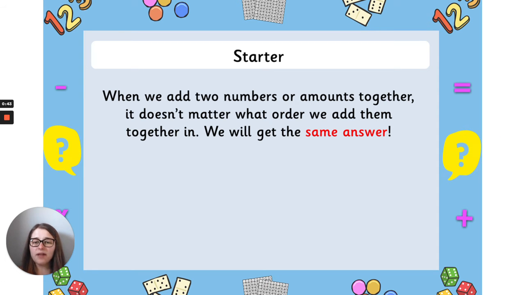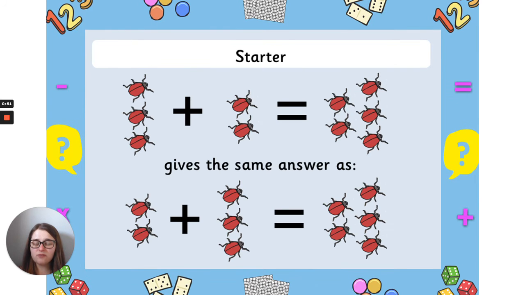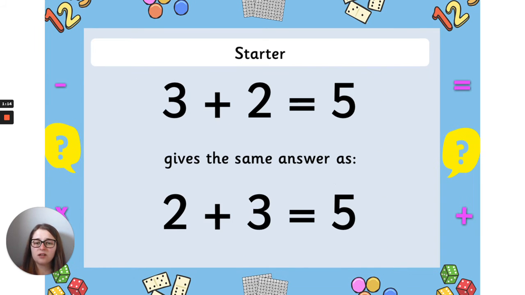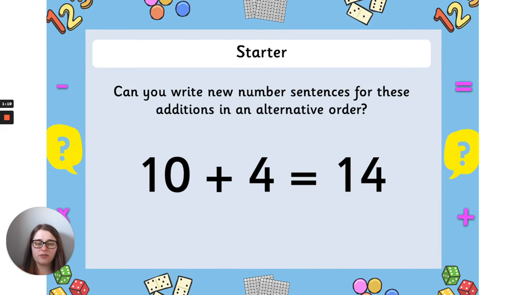Okay, when we add two numbers or amounts together, it doesn't matter what order we add them in, we will get the same answer. So for example, you can see that there are 1, 2, 3 bugs, add 1, 2 bugs. So 3 add 2 equals 1, 2, 3, 4, 5. 3 add 2 equals 5. And it gives the same answer as 2 add 3 equals 5. So if you swap those numbers around, the 2 and the 3, you still get the same answer. Just like this. 3 add 2 equals 5 gives the same answer as 2 add 3 equals 5.